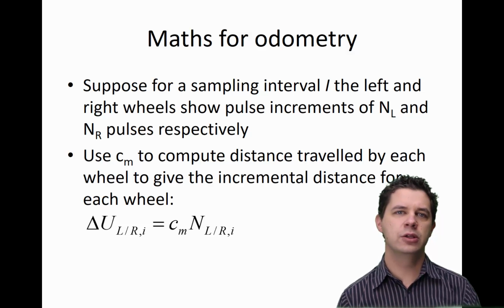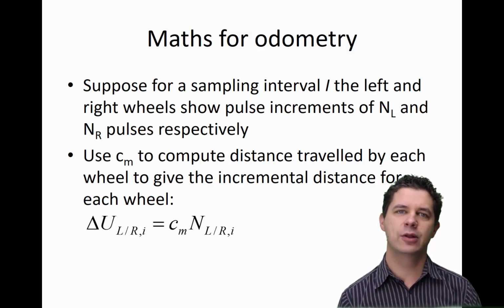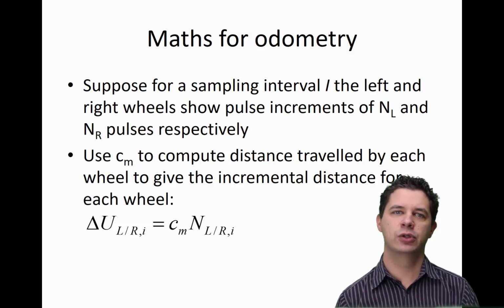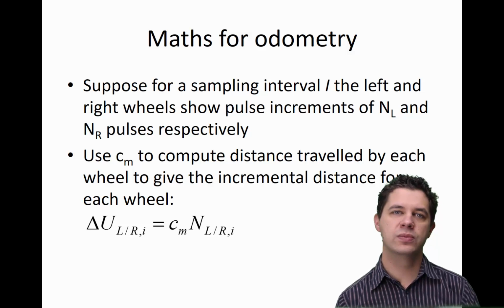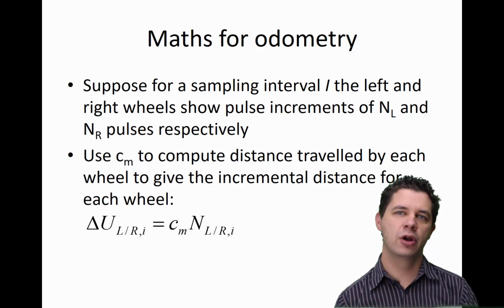So what we can do is use CM that we worked out earlier to compute the distance travelled by the left and right wheel. If we can work out the distance travelled by the left and right wheel, we can start to work out the pose of the robot.